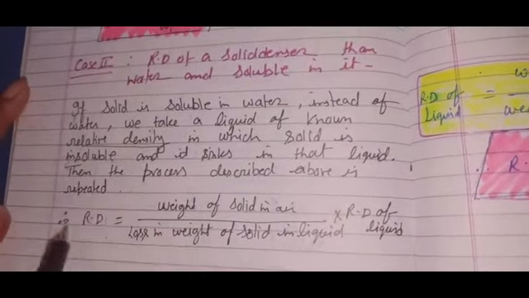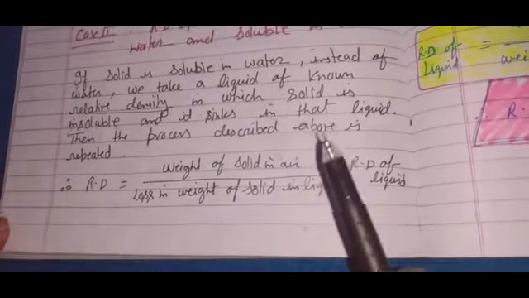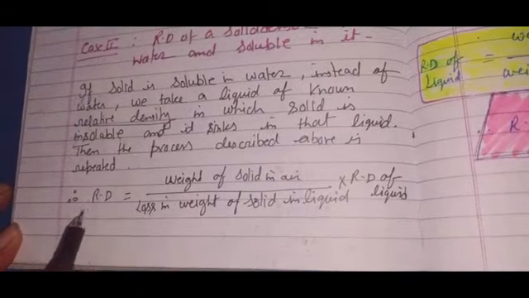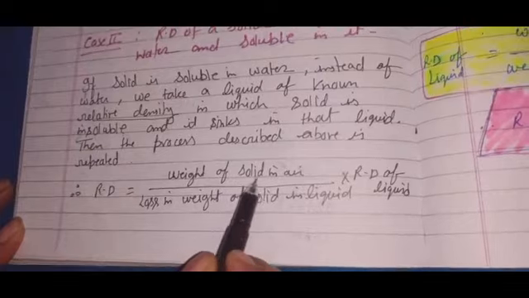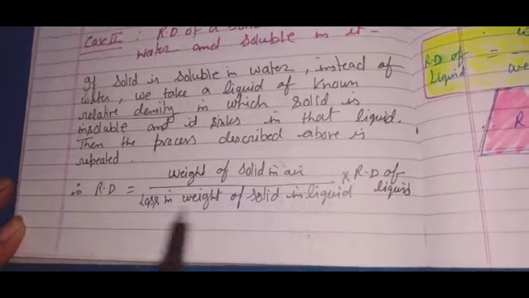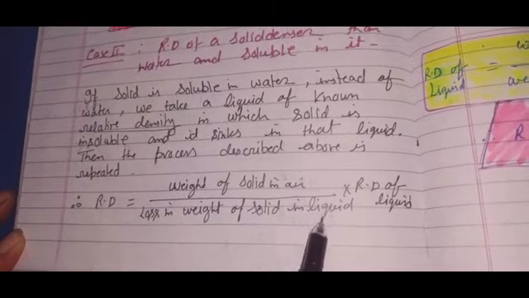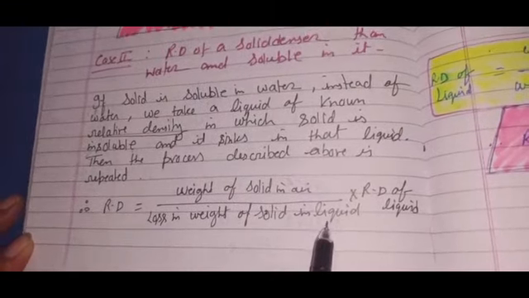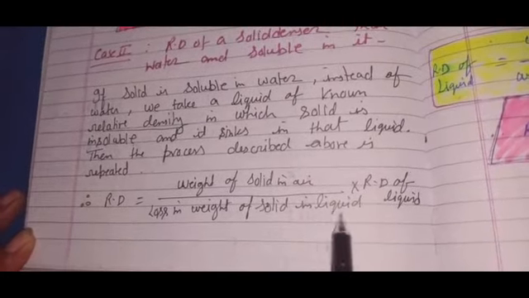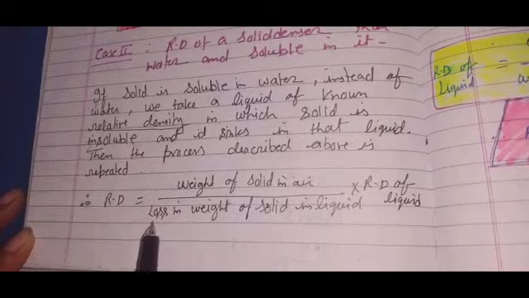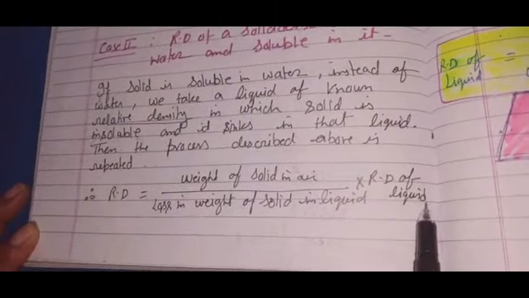Okay, now the process described above is repeated. Now see, what is the slight change in the formula? Now we will write the relative density of the object is equal to the weight of the solid in air divided by the loss in weight of the solid in that liquid. In place of water we will write liquid. If the name is given, maybe paraffin, maybe kerosene, maybe benzene, any liquid or any alcohol, whatever, we will write loss in weight of the solid in that liquid into RD of liquid.